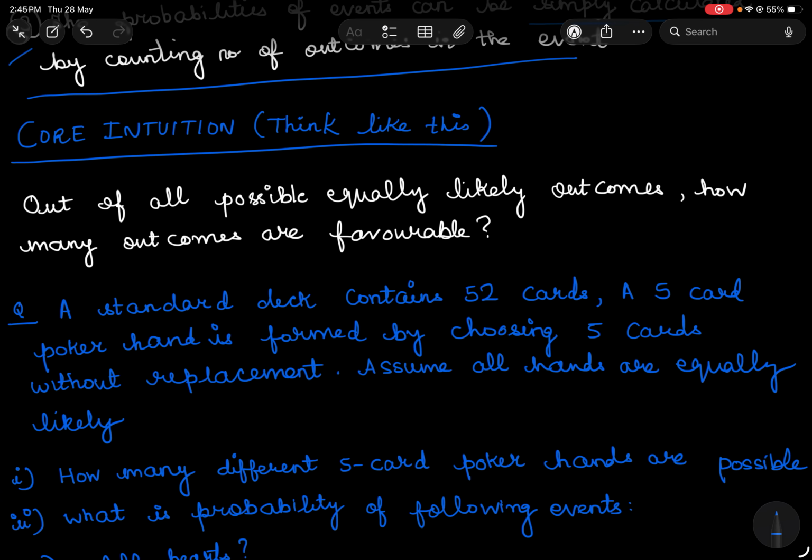Let's dive into an example. I have taken many sub parts to this so that we go from an easy level to a more difficult level, and you get to understand different counting strategies that we have to take while finding probability.